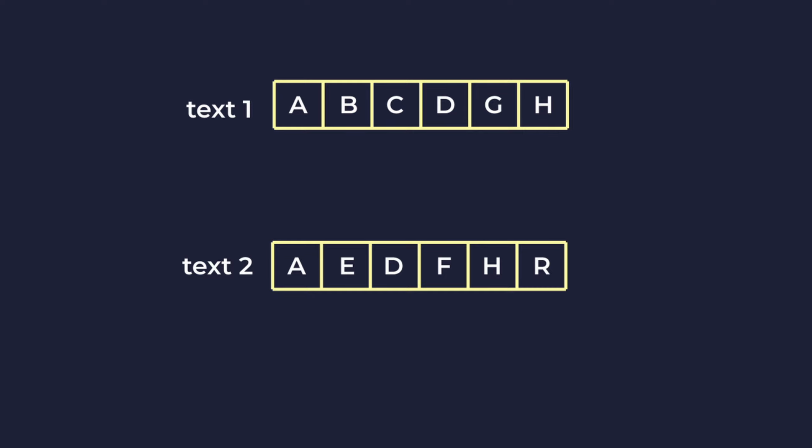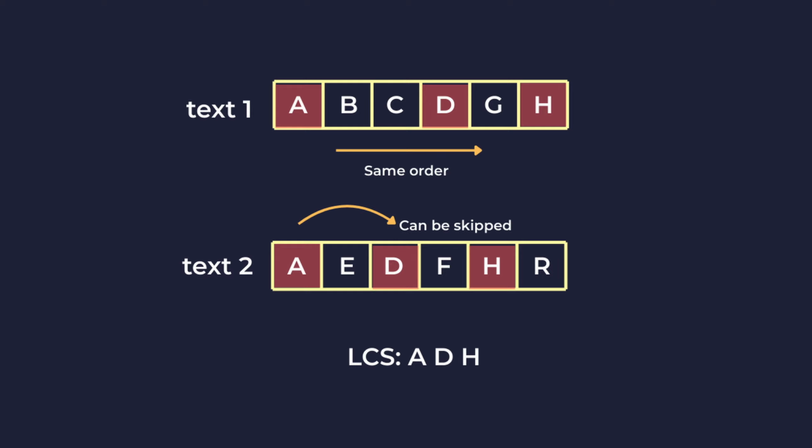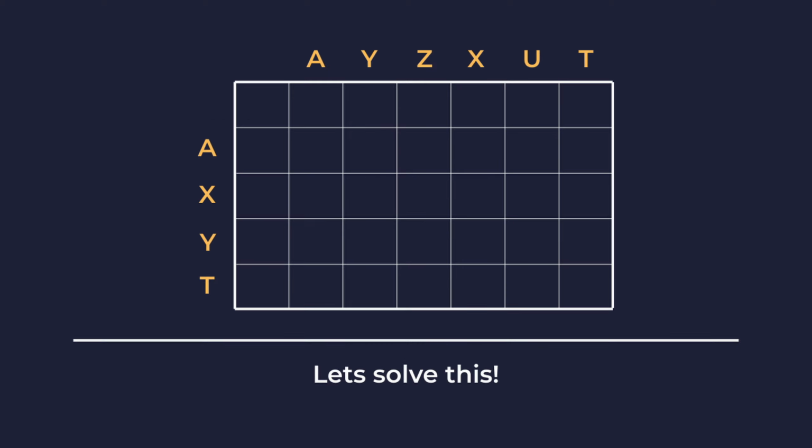The longest common subsequence problem is about finding the longest sequence that appears in two texts in the same order. It doesn't have to be consecutive, just the same order. We can solve this using dynamic programming. Let's solve with this example.